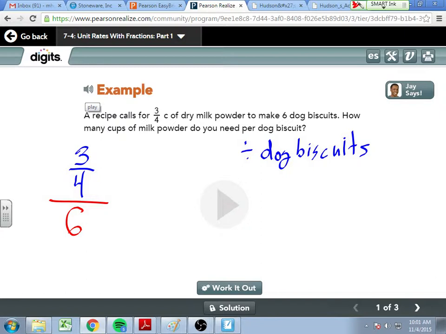Do you know what method I'm going to take here? Not the keep, change, flip method? No, I'm not doing keep, change. Multiply this.